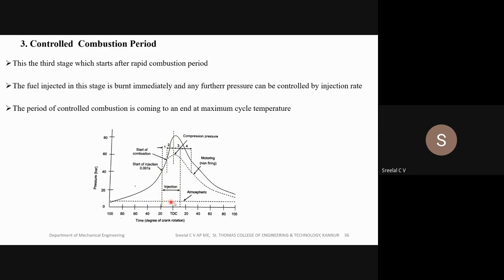The injection takes place over this particular period, around 18 degrees after TDC. Injection means the introduction of fuel into the combustion chamber takes place.